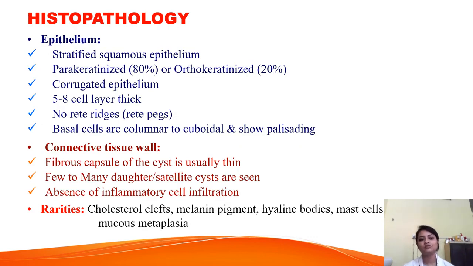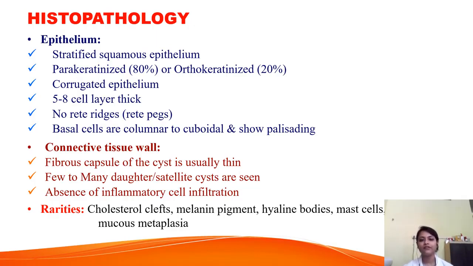Now coming to the histopathology, how will the epithelium be? It will be stratified squamous epithelium, 5 to 8 cell layers thick. It can be parakeratinized or orthokeratinized. Mainly it will be parakeratinized, in 80% of cases. No rete ridges, because it is a cystic lesion. Basal cells are columnar to cuboidal, and obviously they show a palisading pattern.